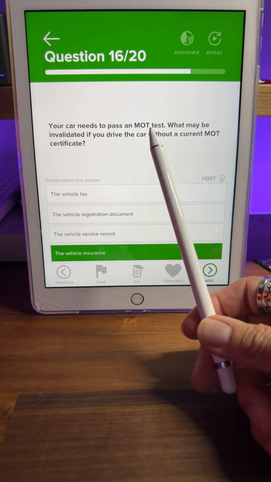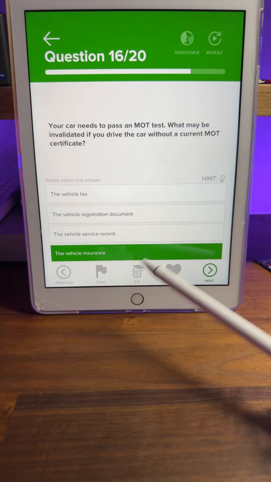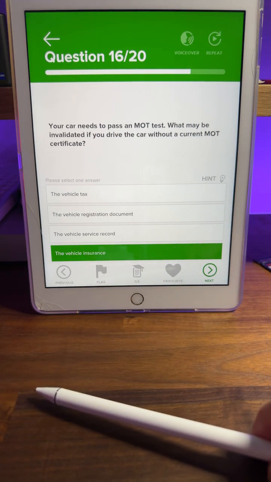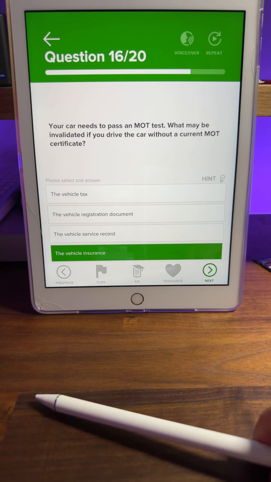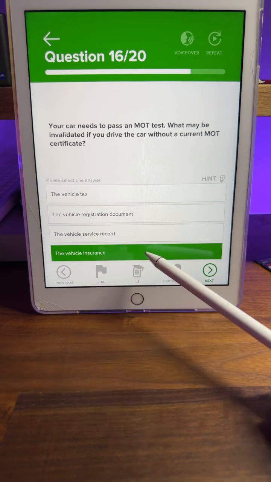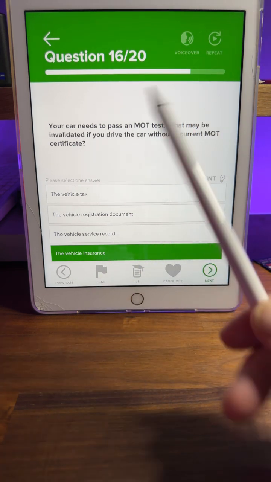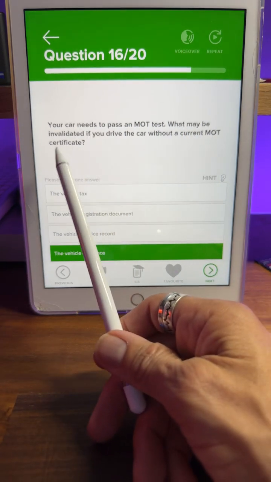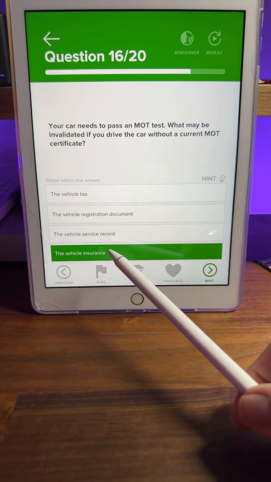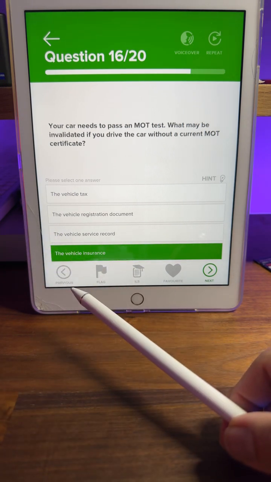But if you don't have a car with MOT, then your insurance company can actually turn around and say, your car isn't roadworthy. We don't know if it's roadworthy, so you're technically not insured. So to have insurance, you must have road tax and you must have MOT. If you don't have either of them, your insurance is invalid, okay? So the question is what may be invalidated if you drive the car without a current MOT certificate? In this case, it is the vehicle insurance.